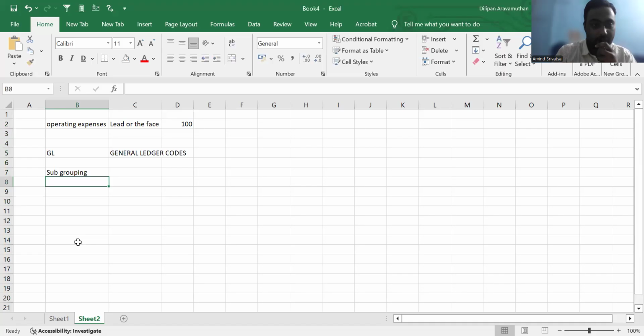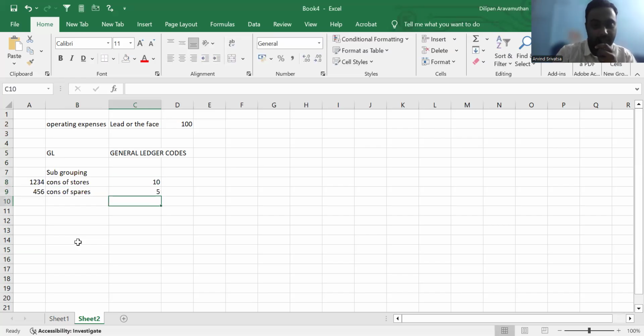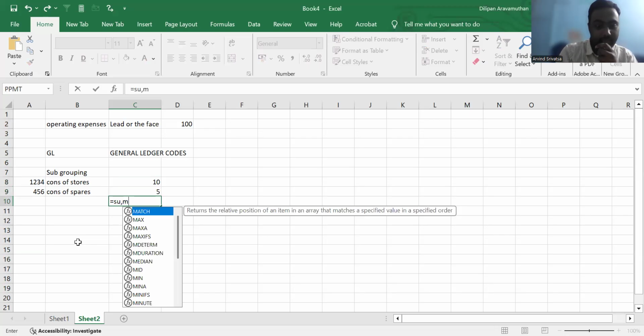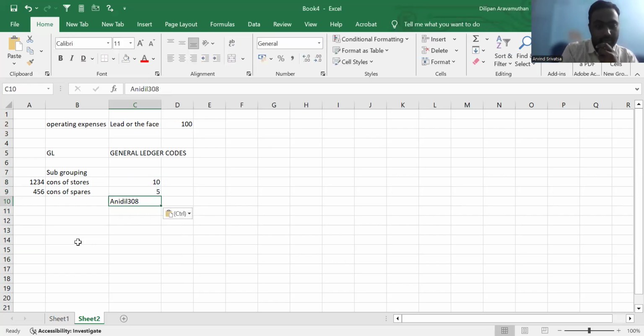GL code 1234 will be consumption of stores. GL code 456 will be consumption of spares. Let us say consumption of stores is somewhere around 10 rupees, and consumption of spares is somewhere around 5 rupees. So basically the sum total is going to be 15 rupees.